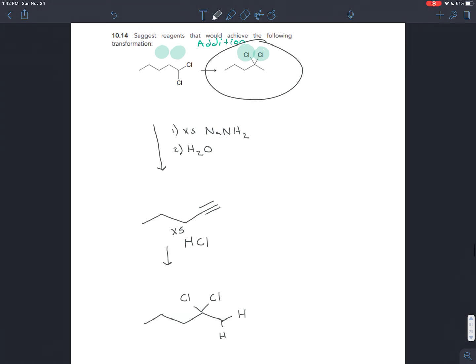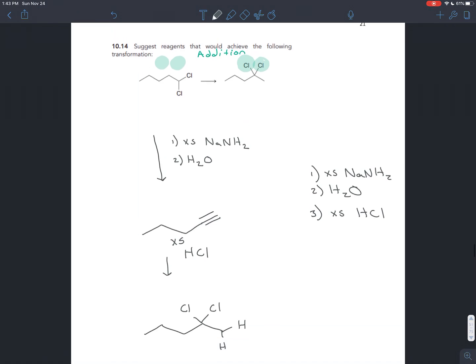And so the overall synthesis for this, the change that we need to make, is first to use excess sodium amide, followed by water. That is the elimination. It takes these two leaving groups off and creates the triple bond, creates two pi bonds, one for each leaving group that left. And then we have to add these two leaving groups on in a Markovnikov way. And notice we didn't just add the chlorines, we also added the hydrogens next door, which are harder to see. But we would add, to do that, excess HCl.